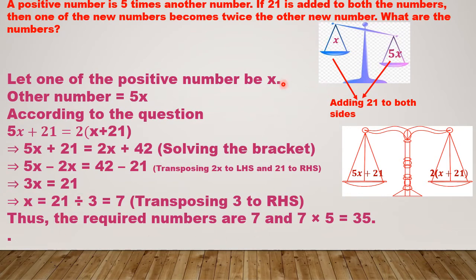7 is x, because we got the value of x equal to 7. So here the x means 7, and 5 into 7, here 5x. 5x means 5 into 7, which we have written over here. 7 into 5 is 35. So we got the two required numbers, 7 and 35.